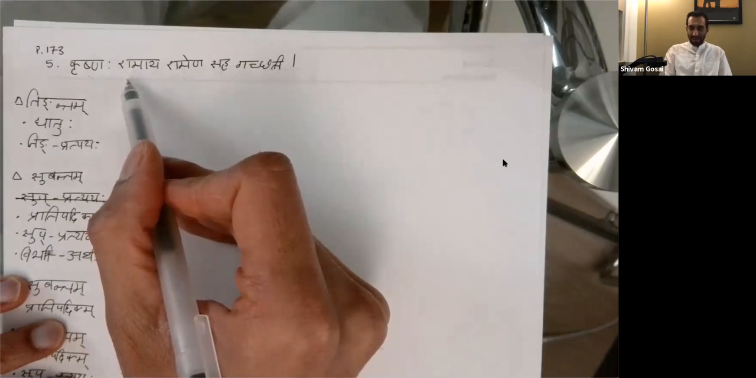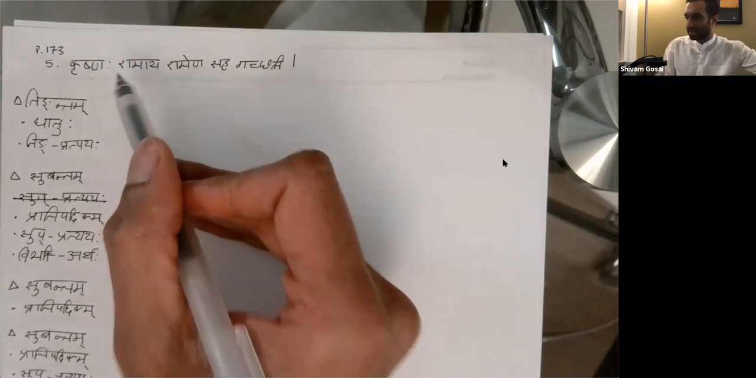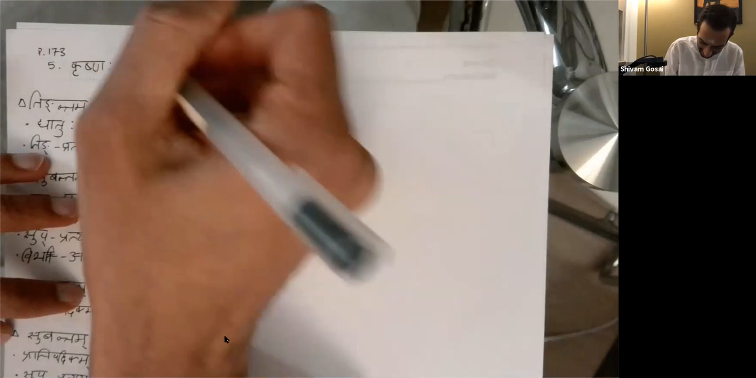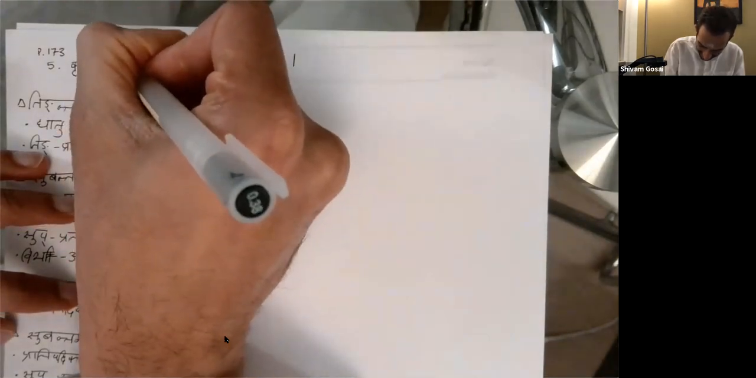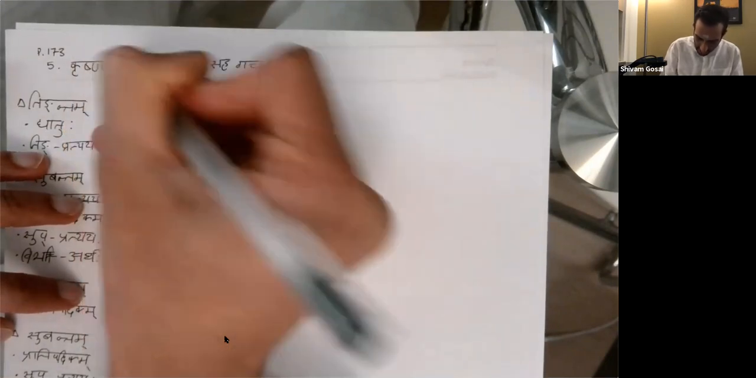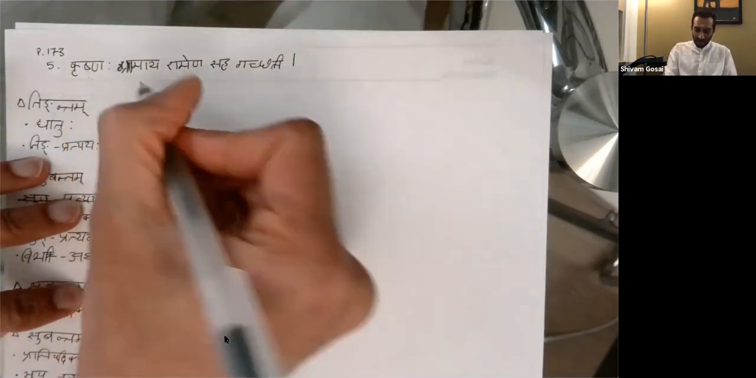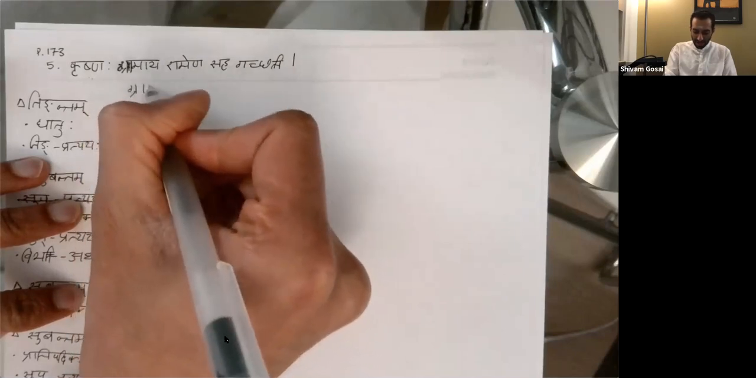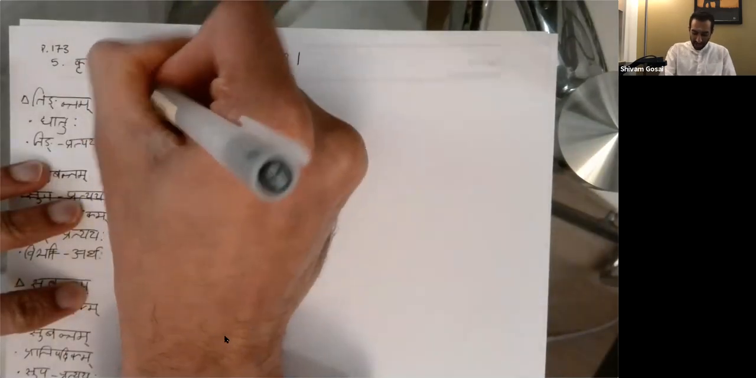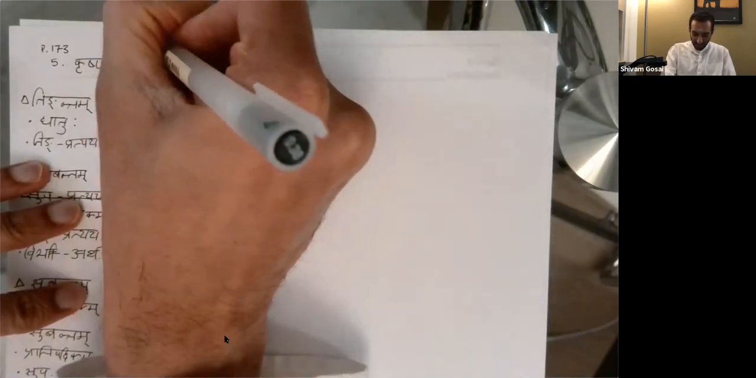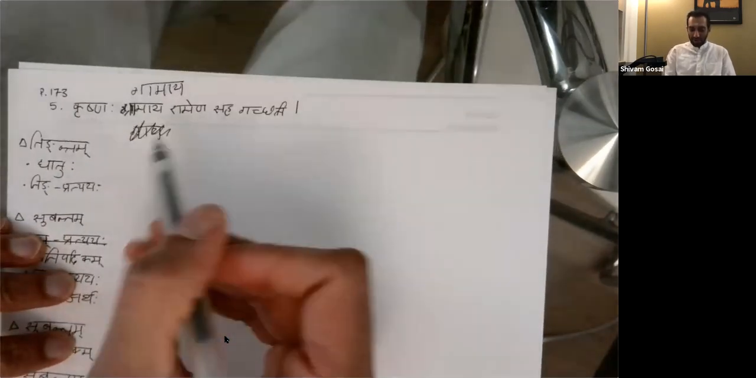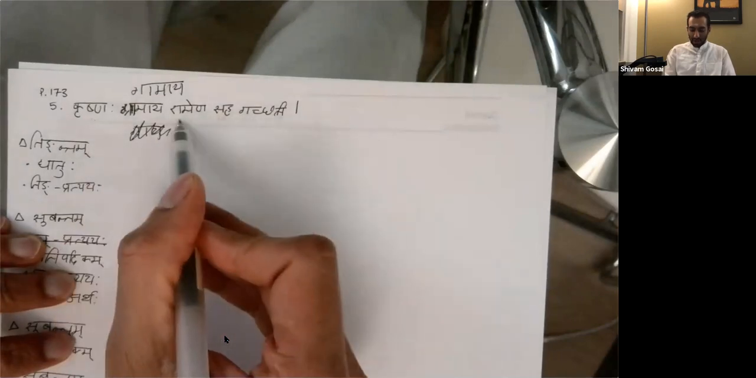Did I write the sentence wrong? Ramena. Let's look in the book. Gramaya. Okay, thanks. So that should be Gramaya. Oh my gosh, I wrote it wrong again. Anyways, you got the idea. Gramaya. So he goes along with Rama.